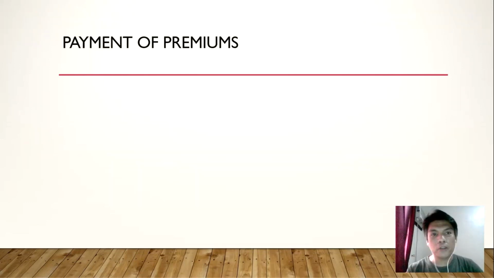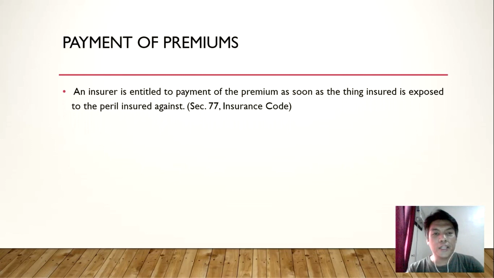Now let's talk about premiums. An insurer is entitled to payment of the premium as soon as the thing insured is exposed to the peril insured against. This reiterates what we said earlier, that the payment of premiums is mandatory. The premium is the reason for being of the insurance contract. Without the premium, the insurance contract is invalid and non-binding.